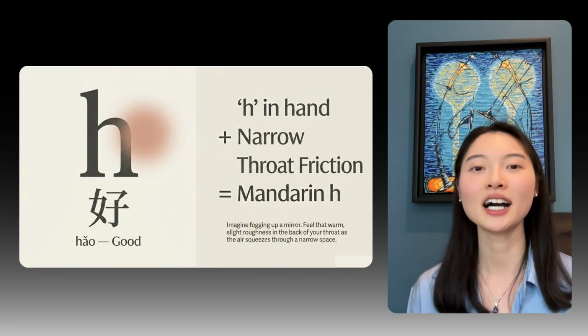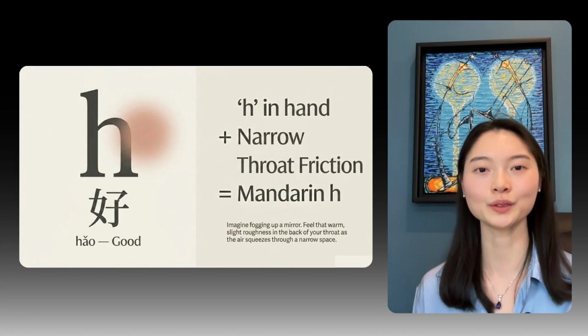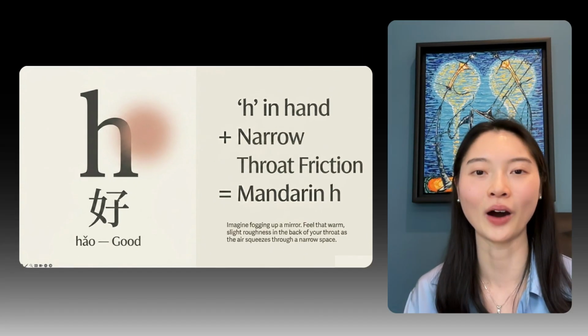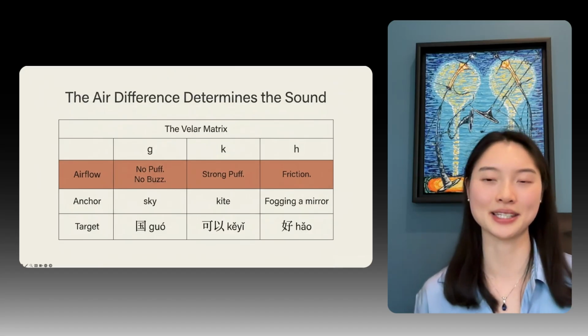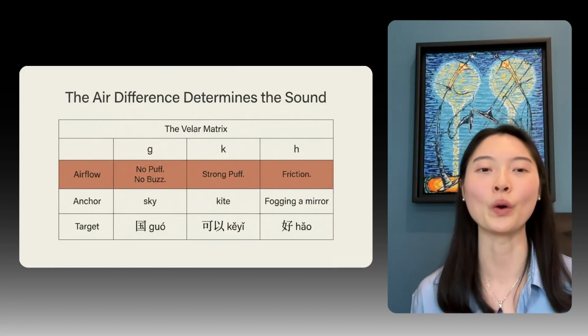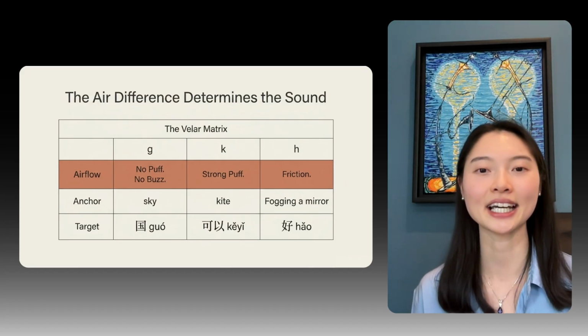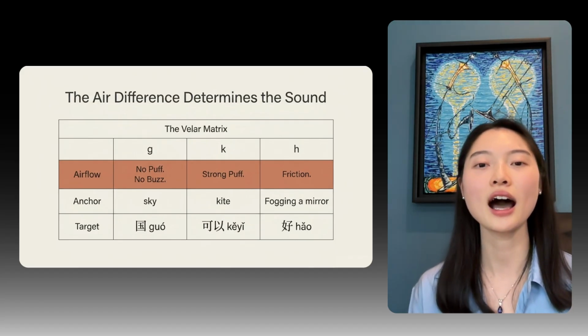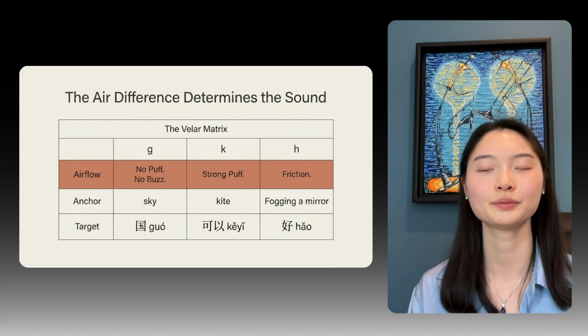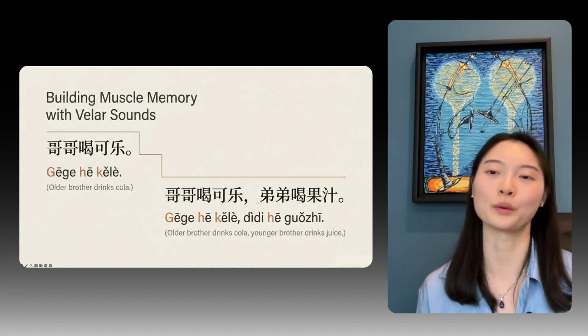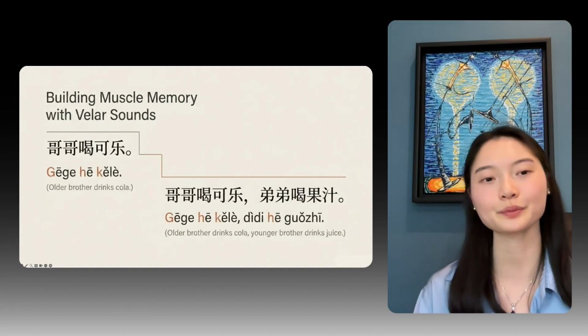好, 你好. Let's hear them all with their example words. 果, 可以, 好. Let's practice more with some tongue twisters.